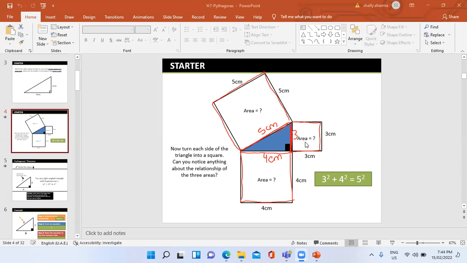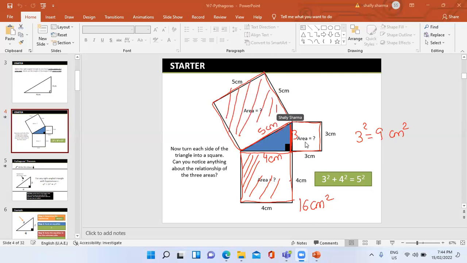Now, the next thing you have to do is calculate the area of each of these squares. Area of this square is 3 square. So it is 9 centimeter squared. Area of this down square, it is 4 times 4, which is 16 centimeter square. And area of this bigger one is equivalent to 5 times 5, which is 25 centimeter square, because area of a square is side times side, or you can say side square.